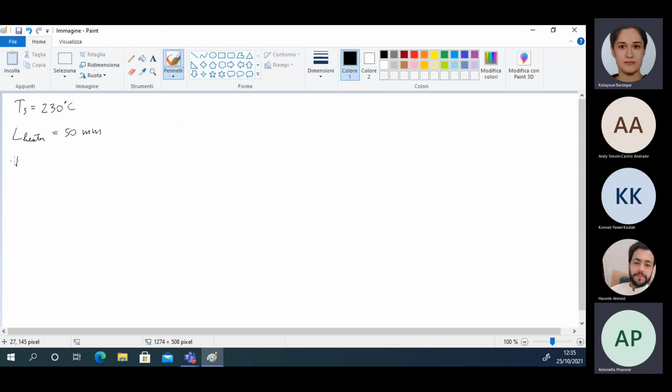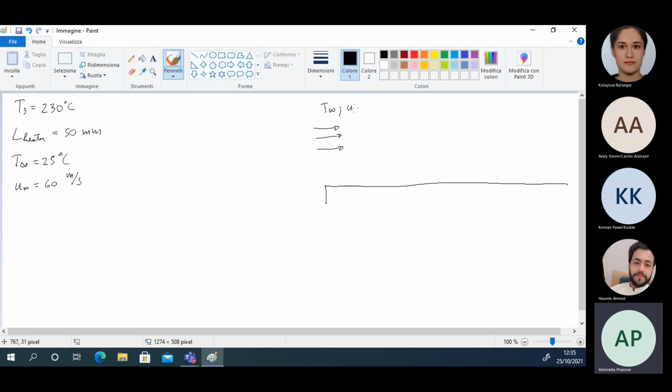Now I explain the example better. The fluid that flows on this plate is at 25 Celsius degrees, and U infinite is equal to 60 meters per second. The case is represented in this way. I have a plate with a fluid at T infinite and U infinite.